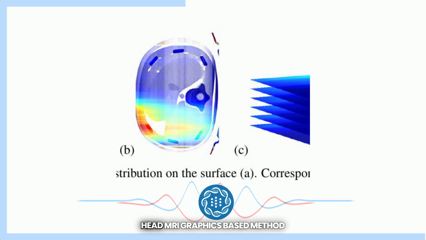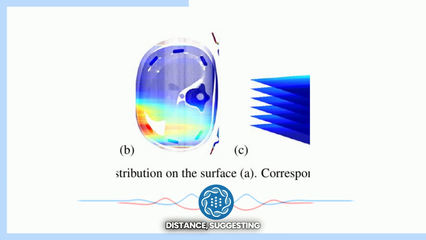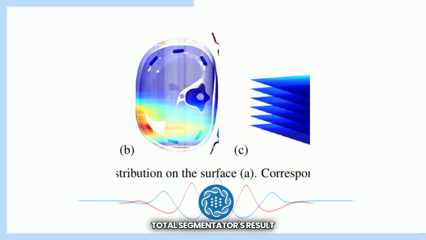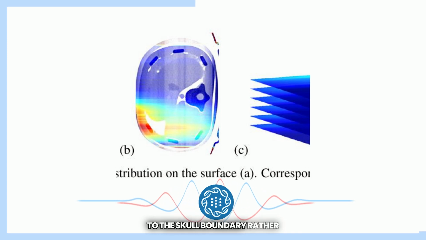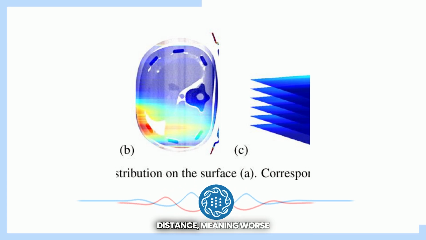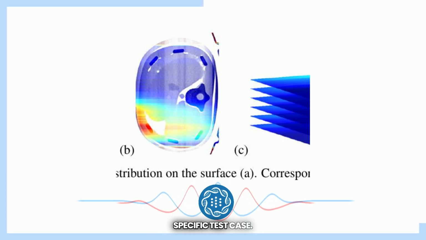Okay. How about the head? Head MRI. Graphics-based method, again, had the lower Hausdorff distance, suggesting a better segmentation of the actual skin. Interestingly, the paper notes TotalSegmentator's result seemed to cling more to the skull boundary rather than the outer skin itself in that case. And head CT. Here, surprisingly, TotalSegmentator had a high distance, meaning worse performance in this specific test case.